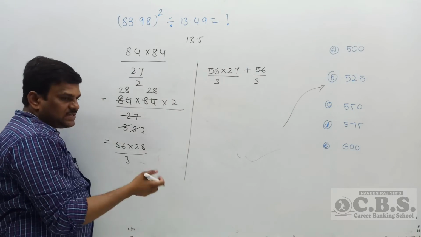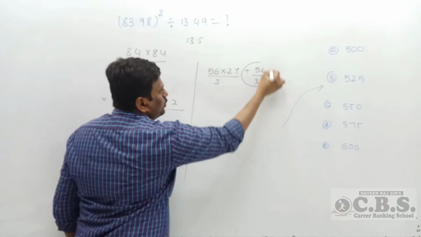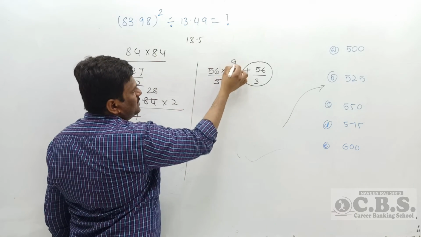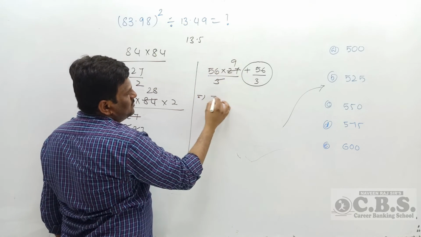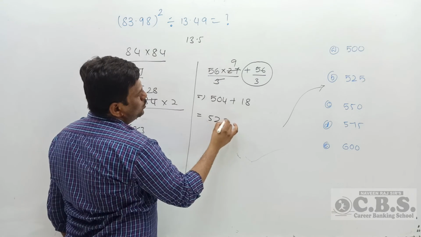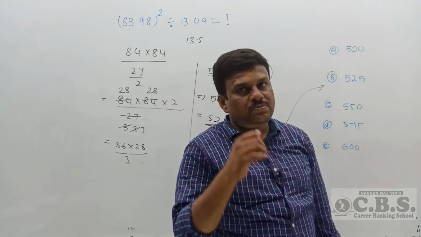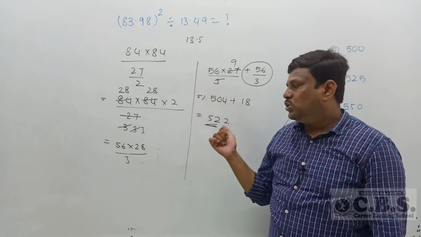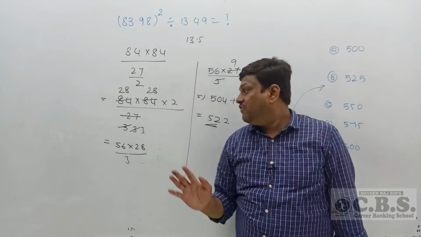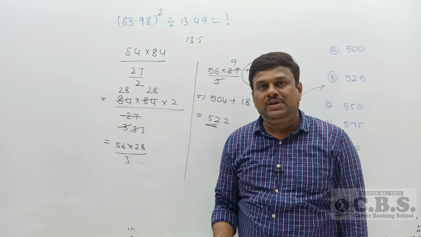So 28 is split as 27 plus 1. If you take 27, how much value is going to be left? 56 divided by 3 is going to be left. So 3 how many times? 9 times. So 56 nines, you get 504, and approximately 18, so you get 522. So 522 is near to 525. So which option is the right answer? Option B is the right answer. When you find the exact value with your calculator, you get approximately 522 something. So which value is near? 525 is near. Option B is the right answer.